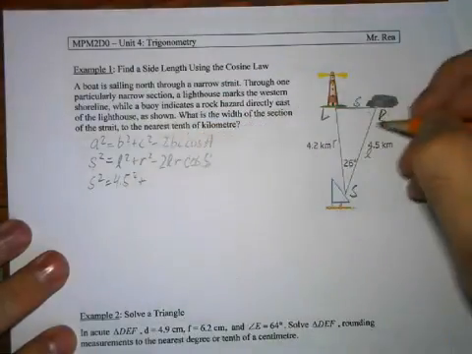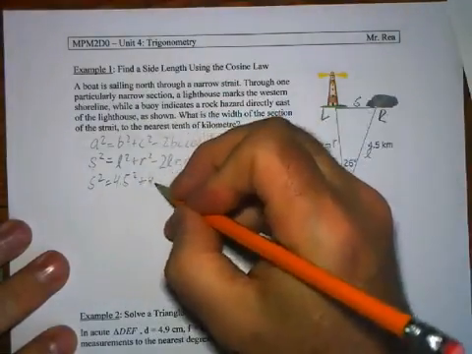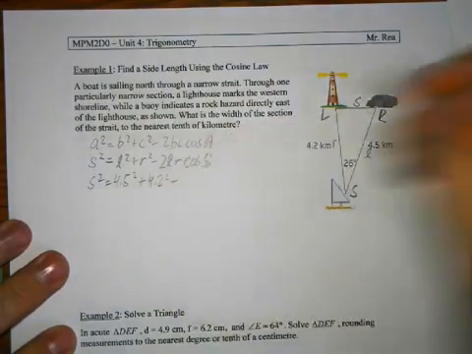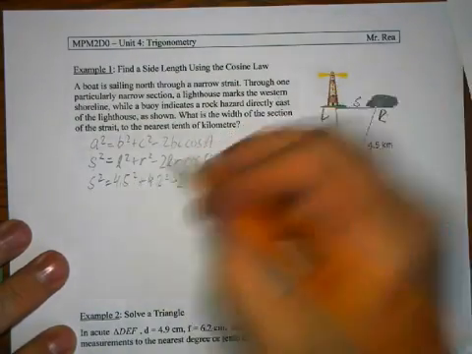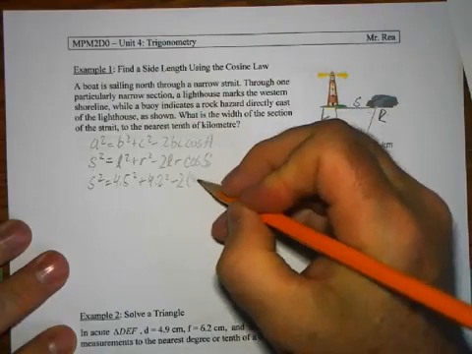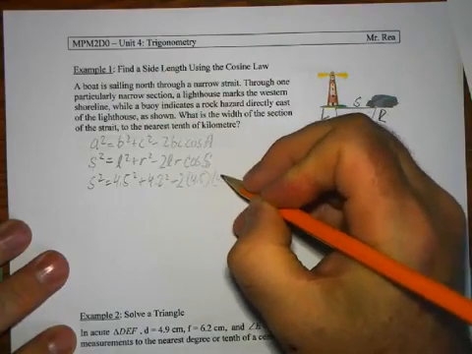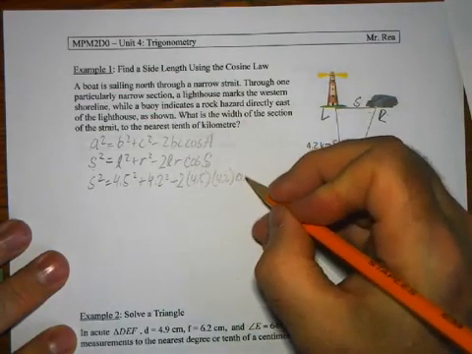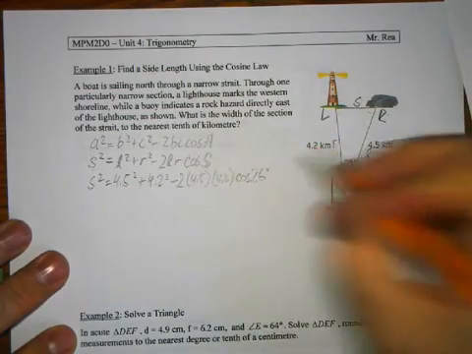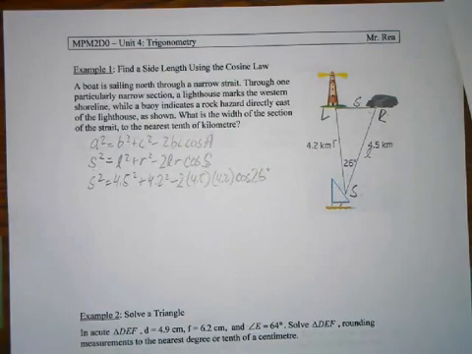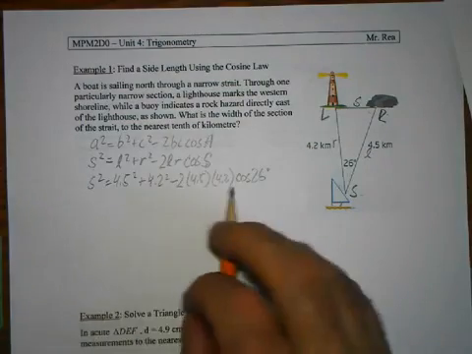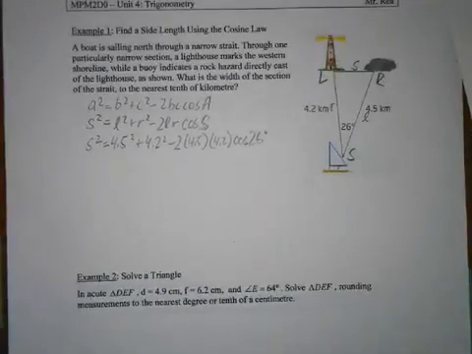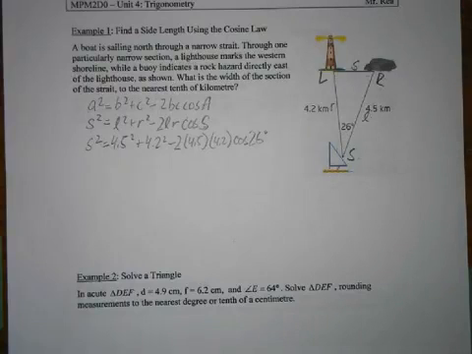We can change R to 4.2 squared, and then minus 2LR, so L is 4.5, R is 4.2, and then angle S was 26, so it's cosine 26 degrees. Okay, so you can see this is a bit of a clunky formula in terms of length and number of calculations and things that can go wrong.